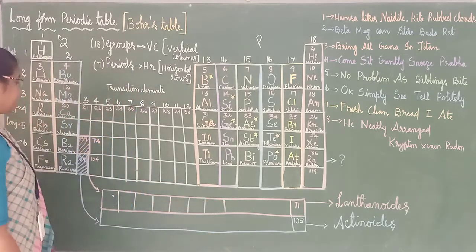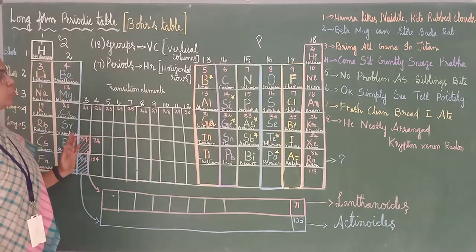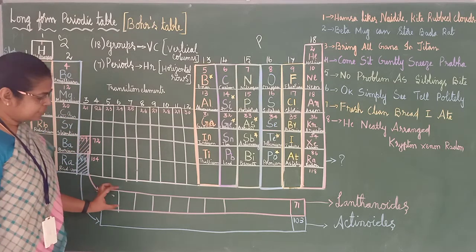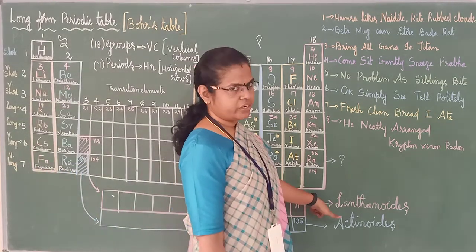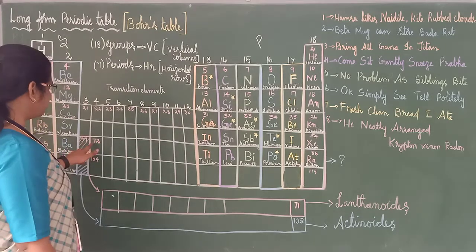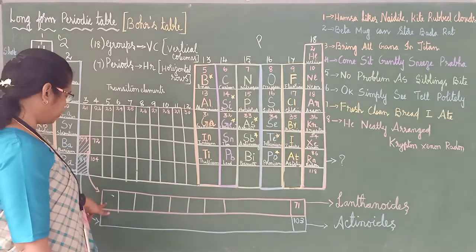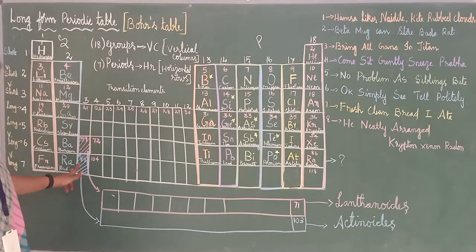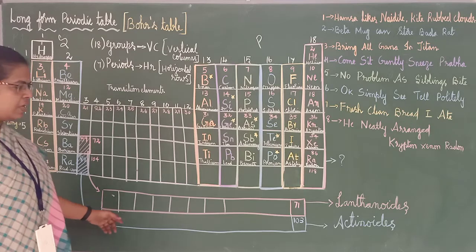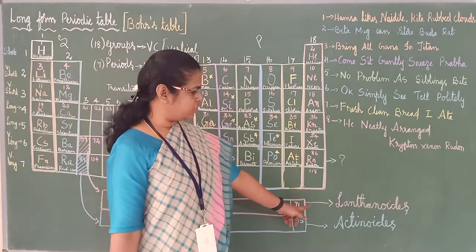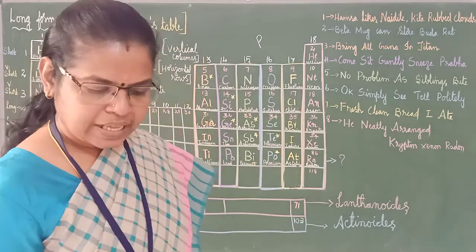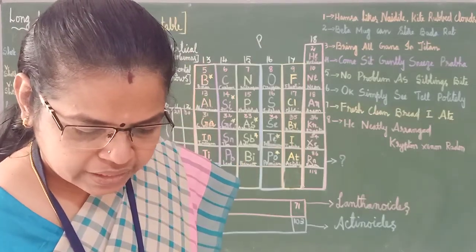The reason is there is no space to fit it. They want to give a very good periodic table. So they have just pushed it down, and that group is called lanthanoids. The group of elements from 57 to 71 is called lanthanoids, and this one also they have pushed down. 89 to 103, they are actinoids. Lanthanoids and actinoids are pushed down.